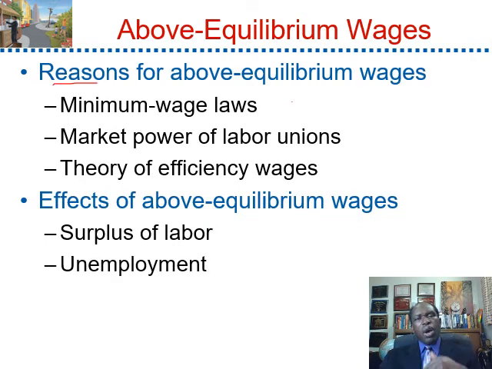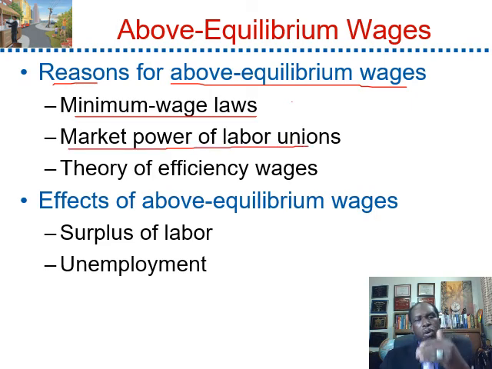So there are three reasons why we have above-equilibrium wages, that is, wages set above the equilibrium where supply and demand cross. The first is the minimum wage law in the US: the federal government imposes that businesses cannot pay any worker below $7.25. Another reason is the market power of labor unions. Labor unions have high bargaining power, so they negotiate and are able to get higher wages from business firms, because they can say that if businesses do not comply, they could go on strike.